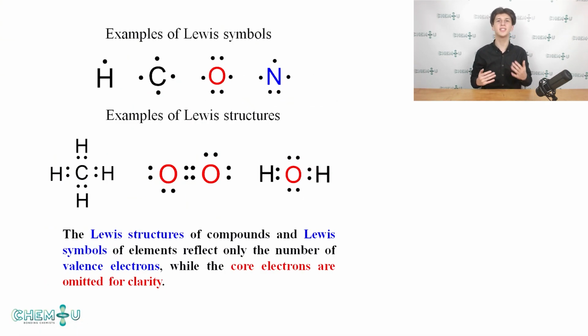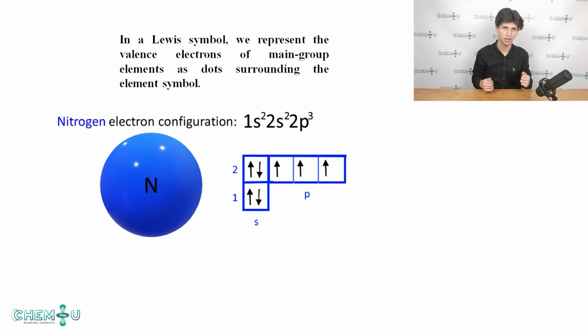On the slide you can see a general structure of a Lewis symbol. It is very simple. In a Lewis symbol we represent the valence electrons of main group elements as dots surrounding the element symbol. Here you can see the electron configuration of nitrogen. We won't discuss it in detail because we hope you remember such basic material from high school or inorganic chemistry course.